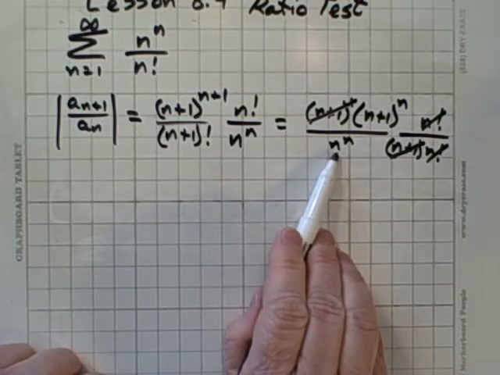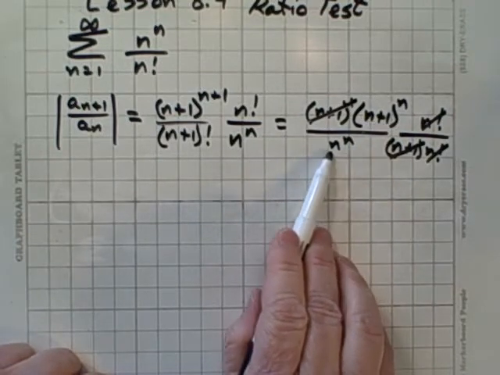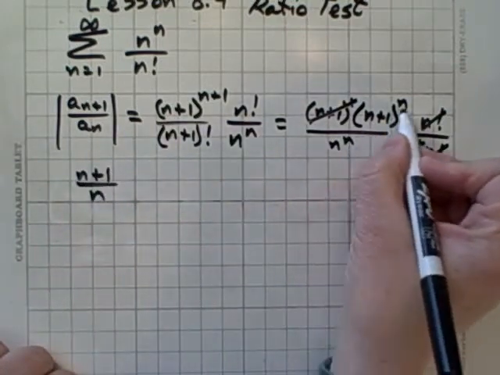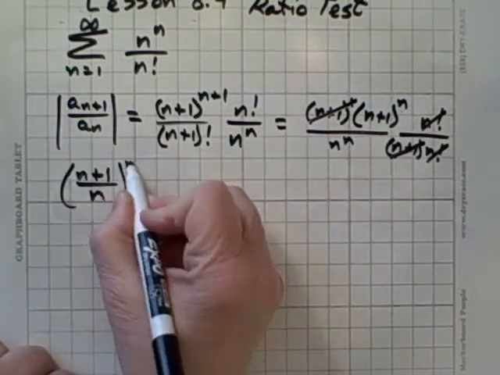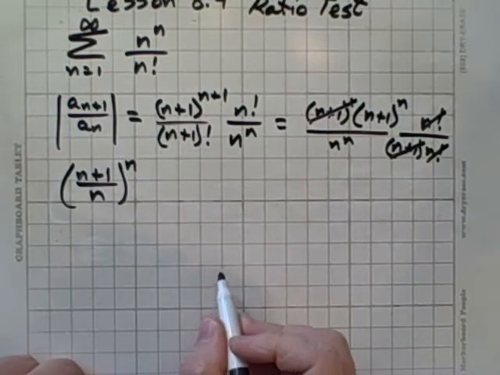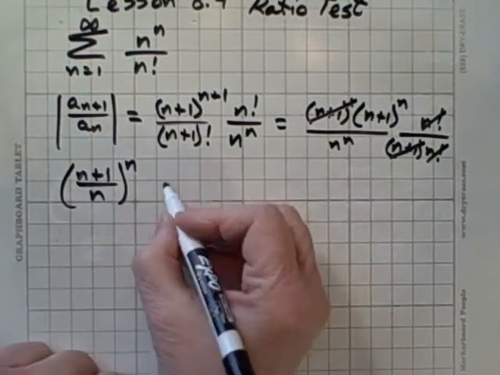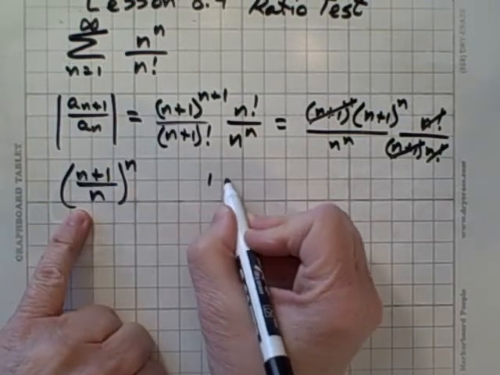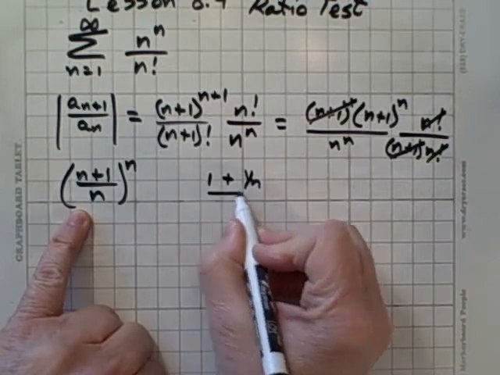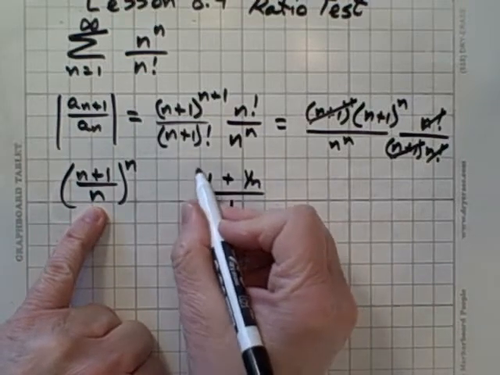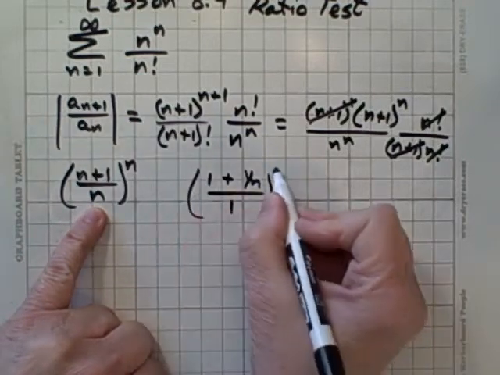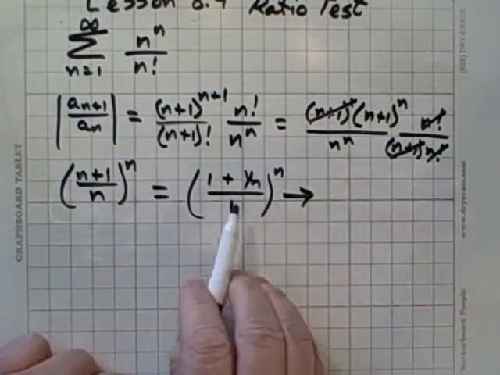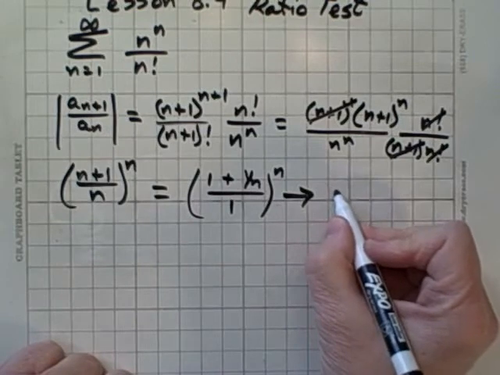We would then be able to rewrite this as n plus 1 over n, all to the n. Since they have the same exponent, we can combine them and raise them to the nth power. And it's common that we divide by the highest power of n again. So divide each of these by n. So 1 plus 1 over n, and n over n would be 1, raised to the n. And now we take the limit as n goes to infinity.